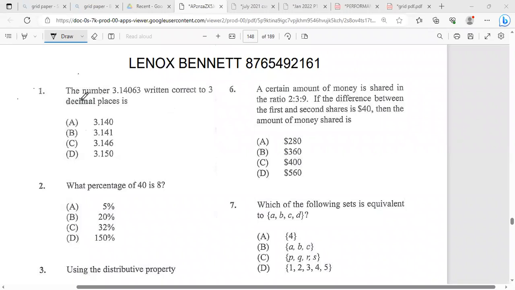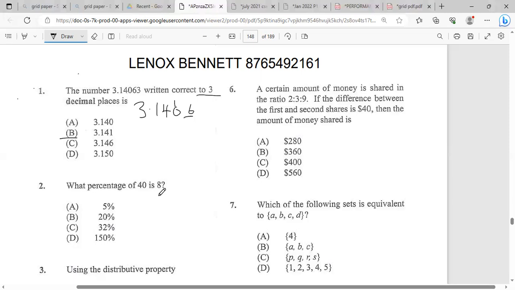So the first one says the number 3.14063 can be written correctly to 3 decimal places. That means 3 numbers must come after the decimal point. All right, so the next number is 0, 6, right? So we have 3 numbers, so we go to the fourth. If it's 5 or greater, we add 1, so that is 3.14.